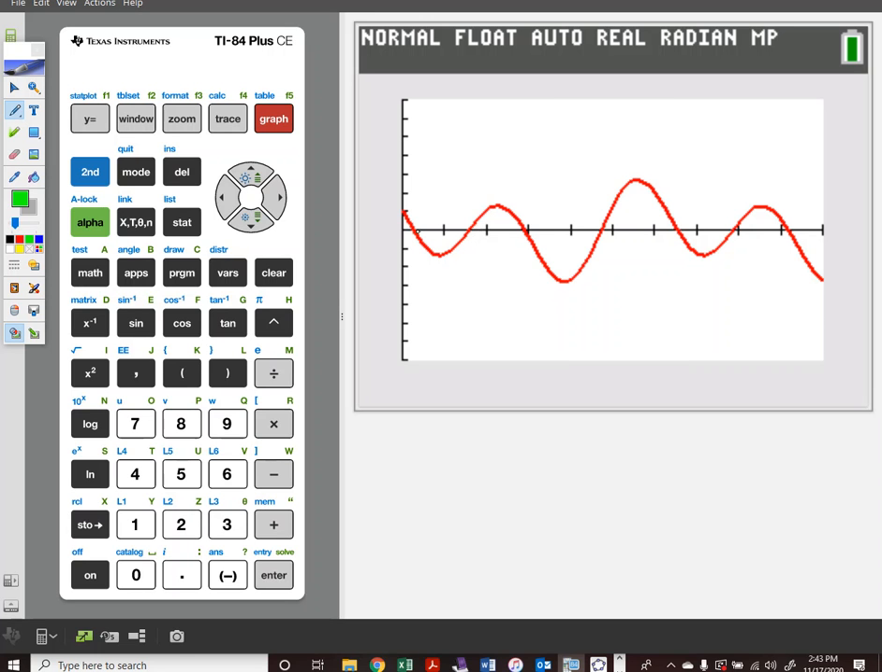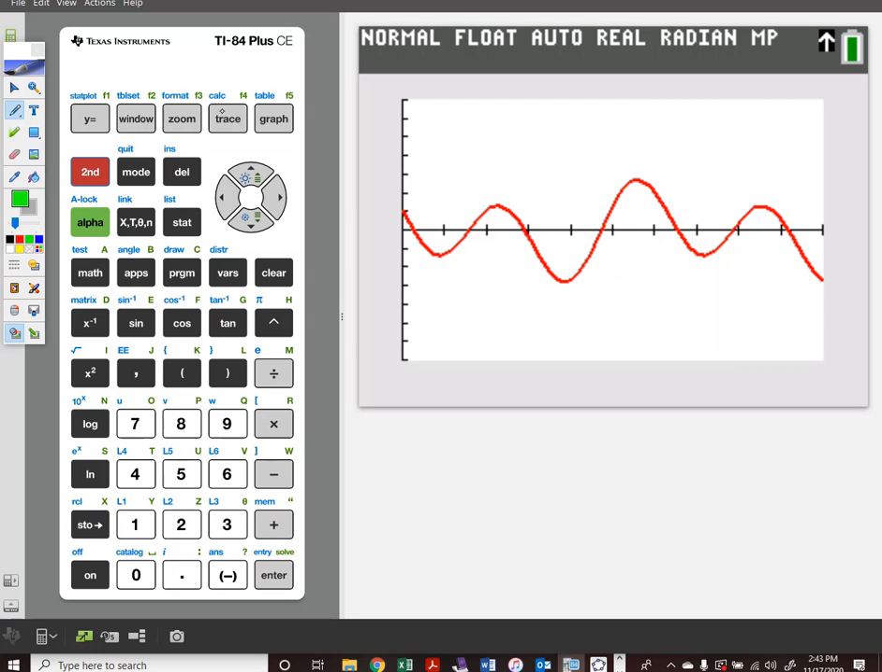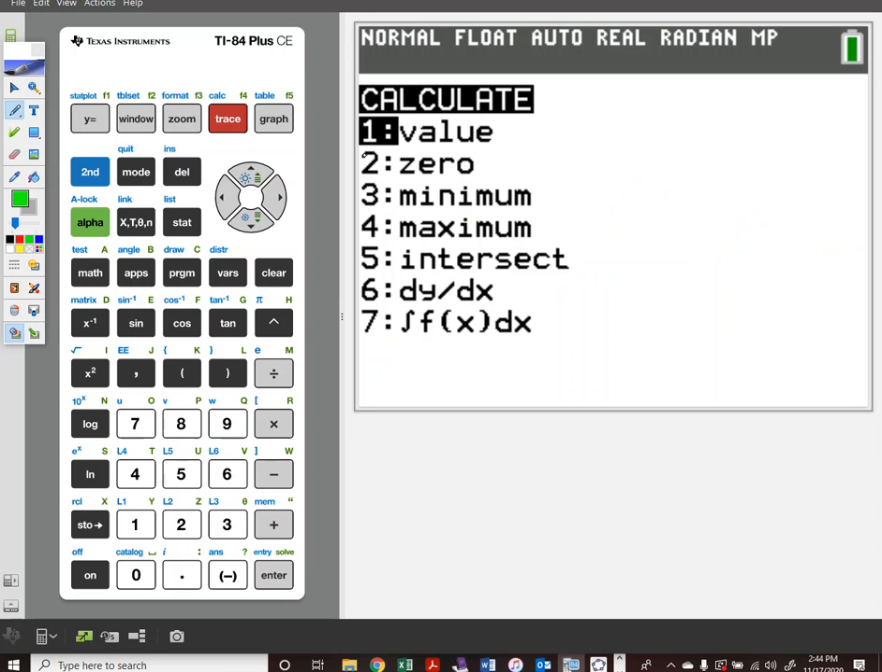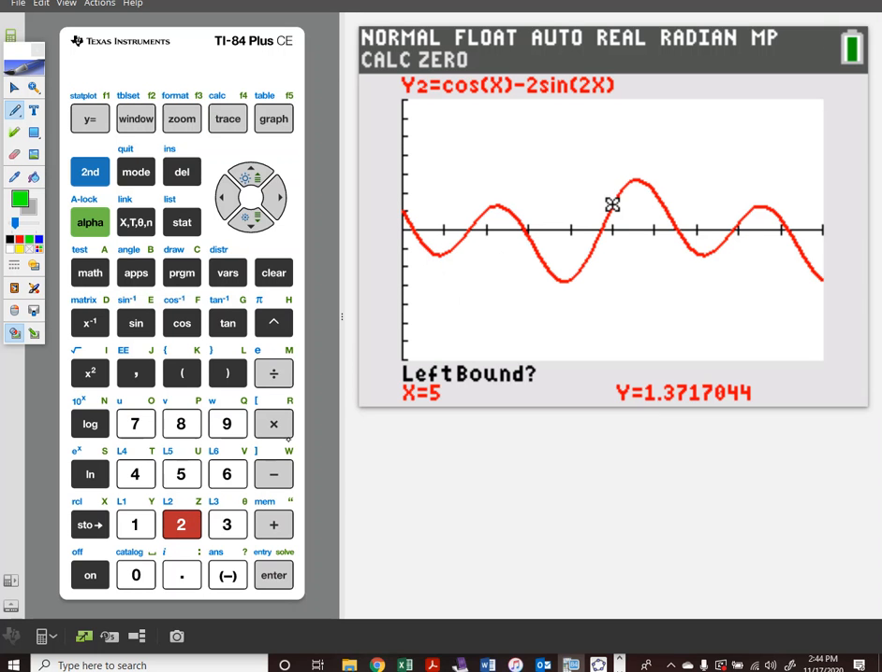So what we're going to do is find them with the calculator by having it find the zeros, and then find the corresponding position of the particle at those times. But let's first get the calculator to find this first intercept right there. Go to your second calc, and we're going to have the calculator find the zero. So we're going to choose number 2. Now, the calculator needs 3 inputs: a left bound, a right bound, and a guess.